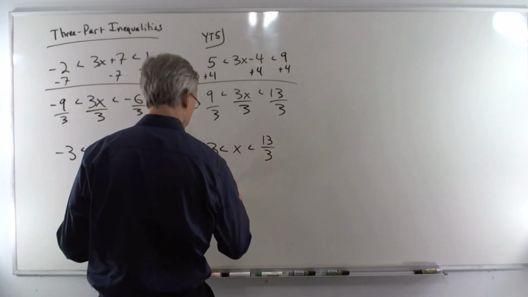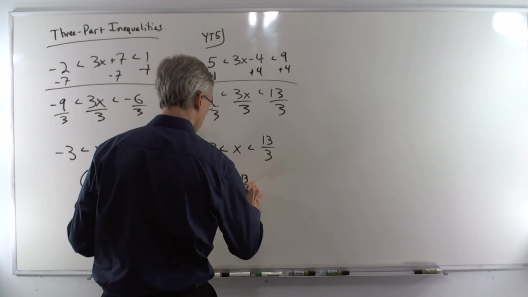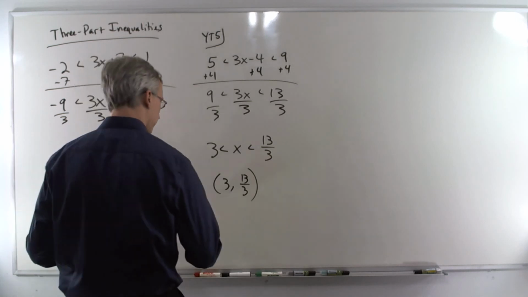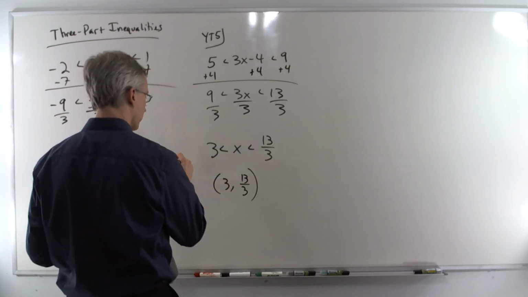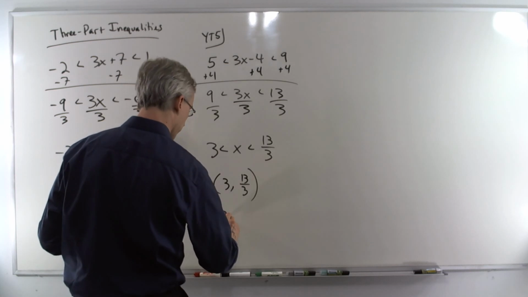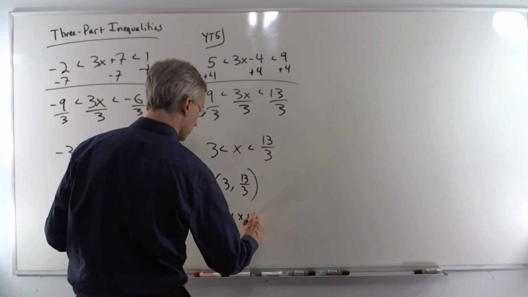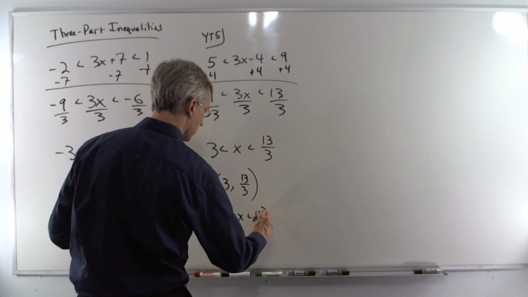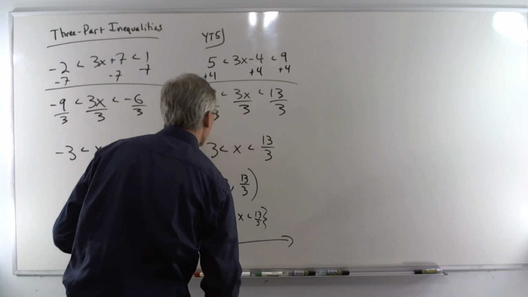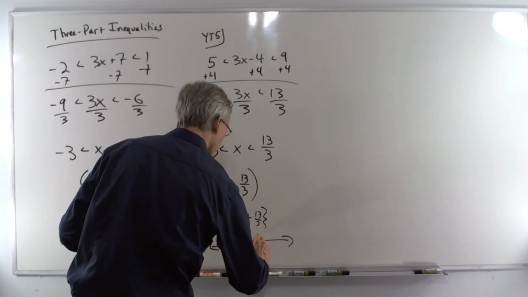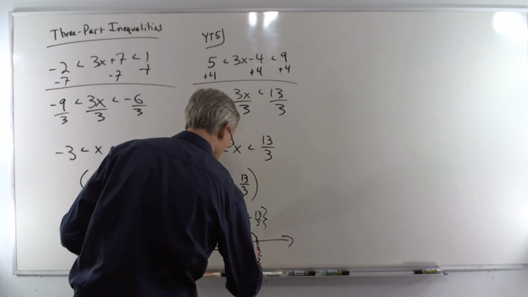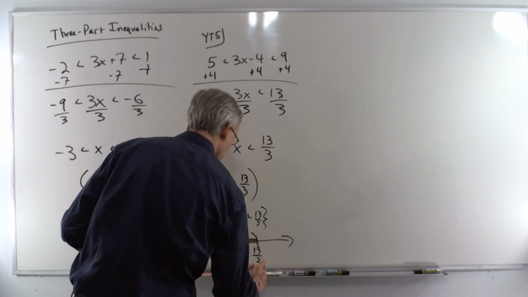All right, interval notation. Strictly less than gives us parentheses. To do set builder, stick that inequality inside the notation. All right, there's set builder and the graph. Let's see, we got 3 here, 13/3, everything in between.